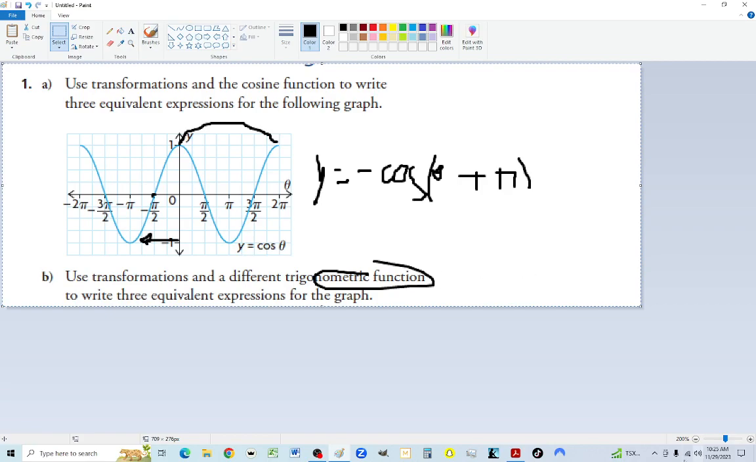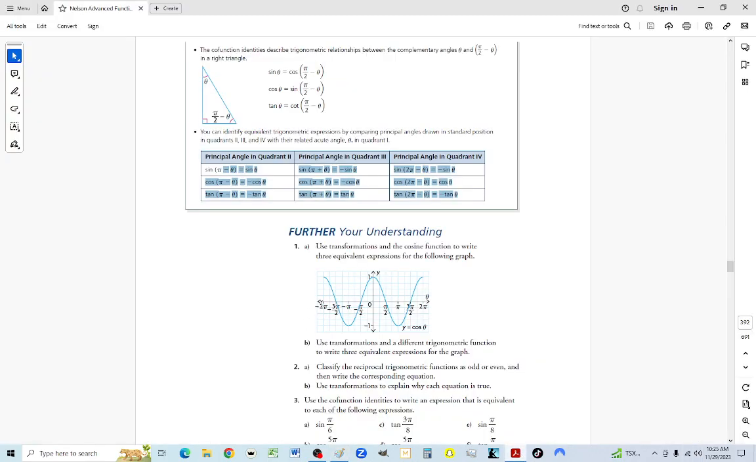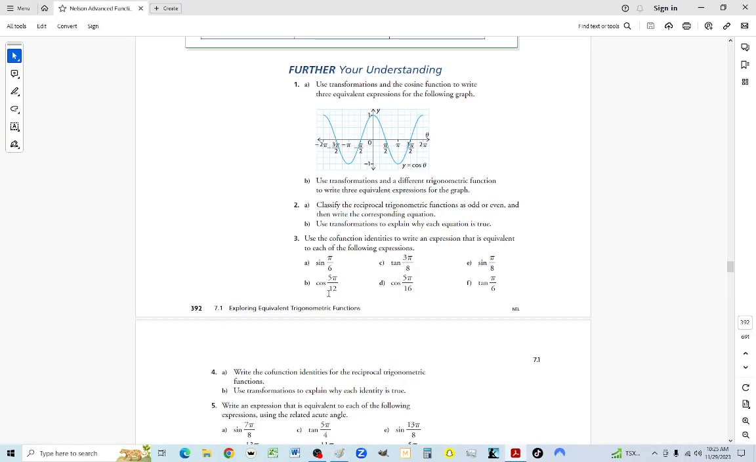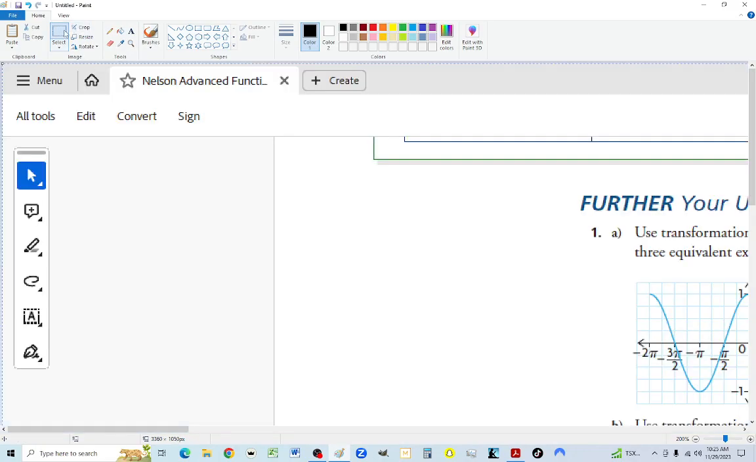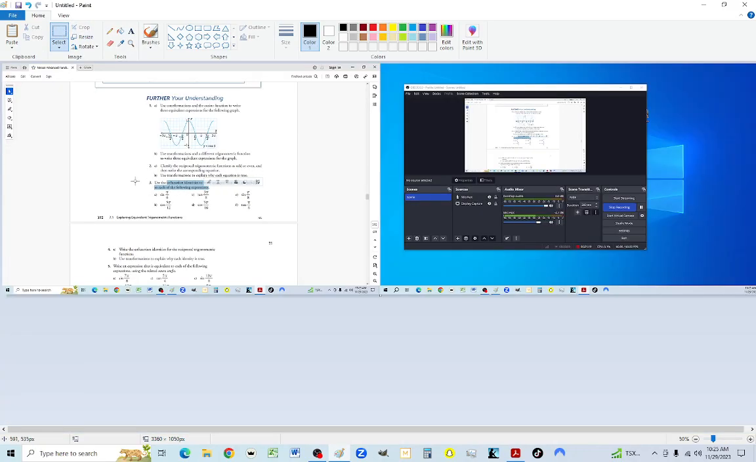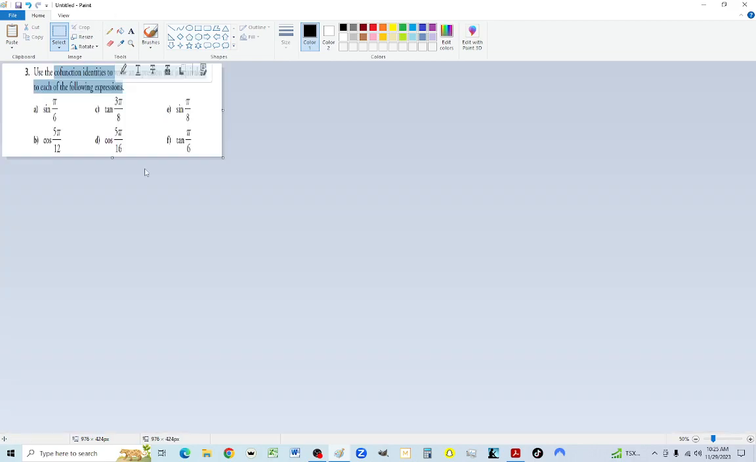You can do that. You don't really need me to do that. That's not that complicated. Okay, 2, classify the reciprocal trigonometric functions as odd or even. No, you can do that with graphing. You can go back and look at what odd and even is. Use the co-function identities to express equivalent to each of the following. Okay, that's fair enough. Okay, here we go. Equivalent to each of the following.